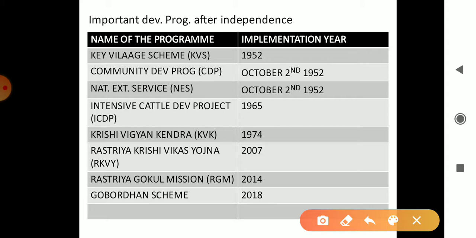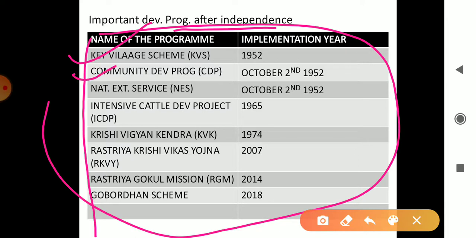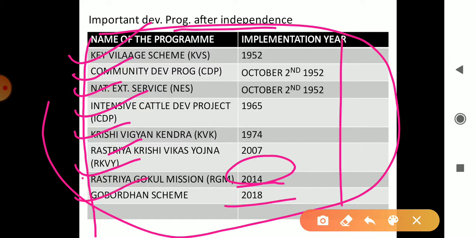Coming to the extension activities, let's discuss some of the development programs after independence. I have taken all the important development programs: the Key Village Scheme, the Community Development Program, the National Extension Service, the ICDP, the Krishi Vigyan Kendra establishment, the RKVY project, Rashtriya Gokul Mission, and the Gopardhan scheme. So remember all the important implementations here. It is important not only for your banking examinations, but for state level PSC examinations and any interview you go to, they will ask questions from these schemes.